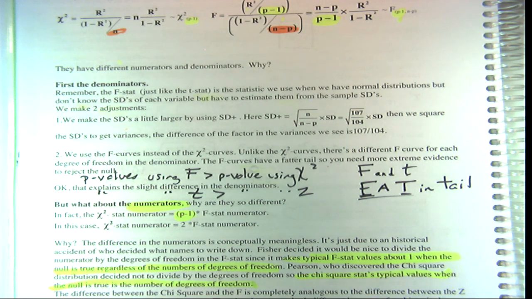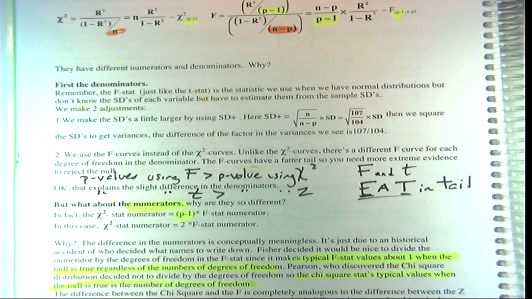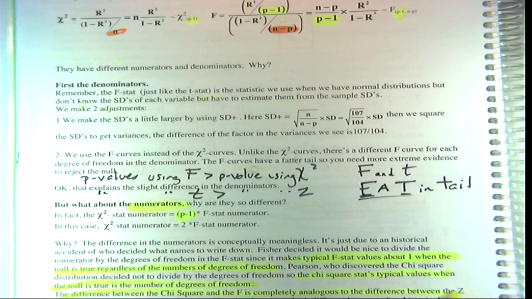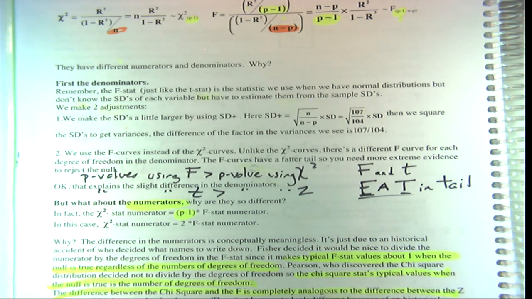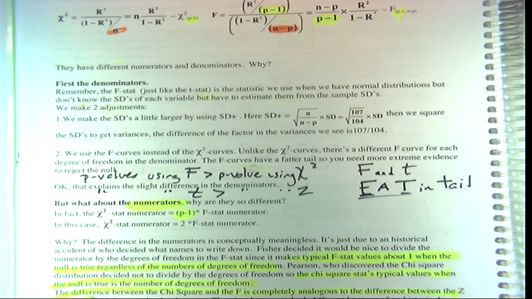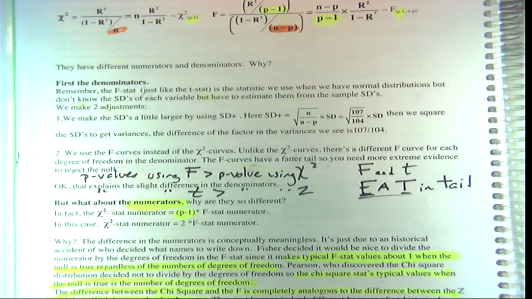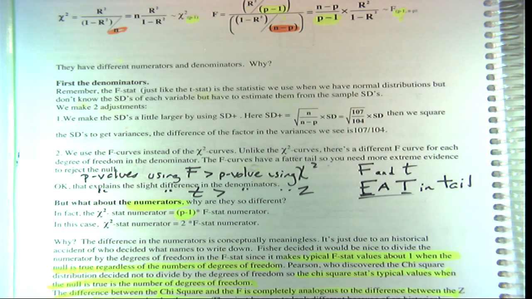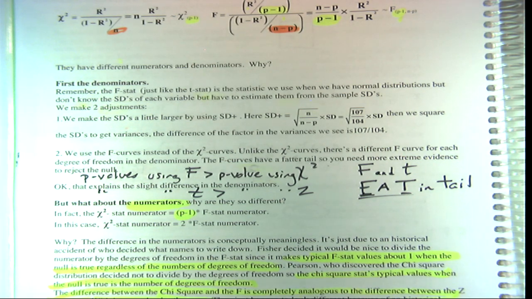So the difference between the chi-square and the F, the statistical difference, there is a difference, is completely analogous to the difference between the z and the t. With large n, they're the same. The z and the t look the same. They have the same statistics. The reason why they look so different, why people don't even realize they're the same, is that the F-stat is usually so much smaller than the chi-square stat, because you divide by the degrees of freedom. They just happen to look different because of a historical accident.